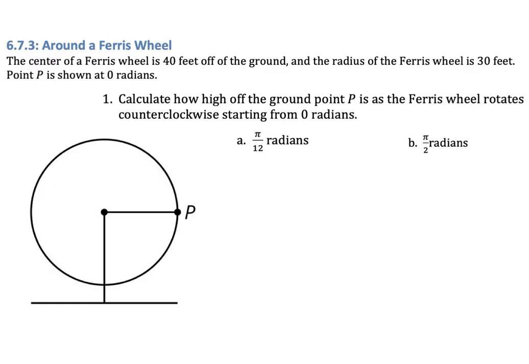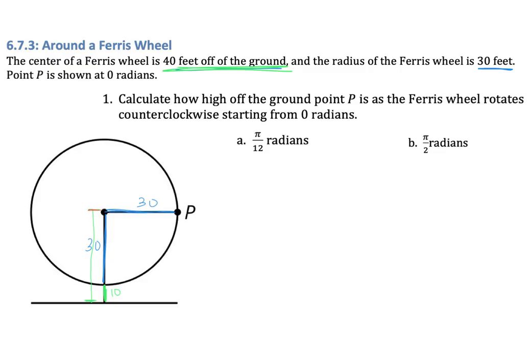All right, so jumping to our next example, around a Ferris wheel. So we have the center of a Ferris wheel that is 40 feet off the ground, and the radius of the Ferris wheel is 30 feet. So here's a radius right here. So we know this is 30 feet, which means that this radius right here is also 30 feet. But if this center part is 40 feet off ground, that means this little green part here is how many feet? Well, hopefully you're saying to yourself, that's going to be 10, because 10 plus 30 is 40.